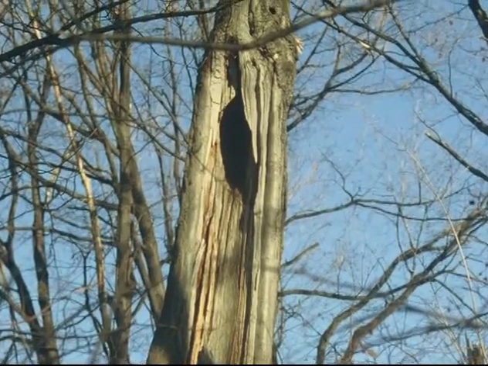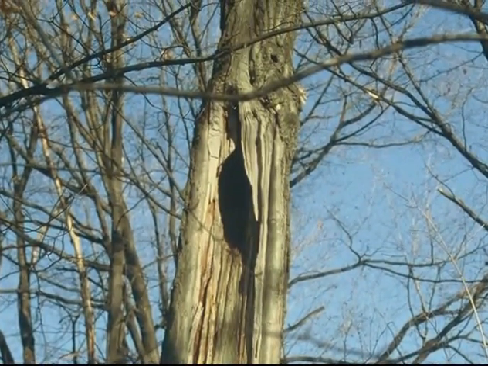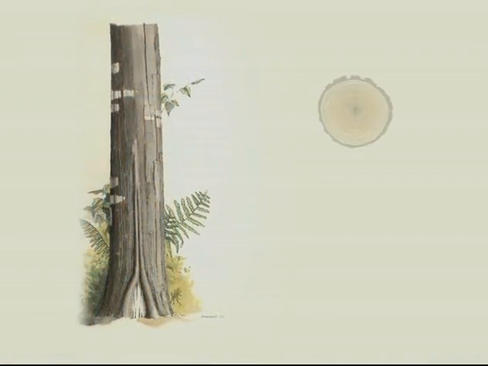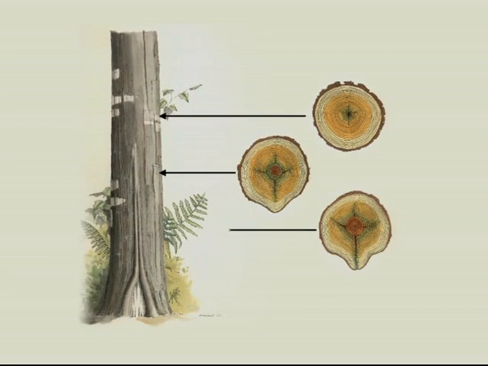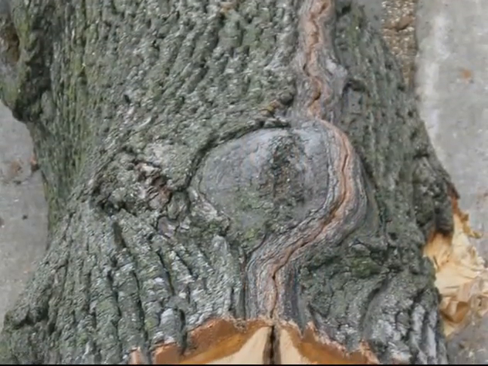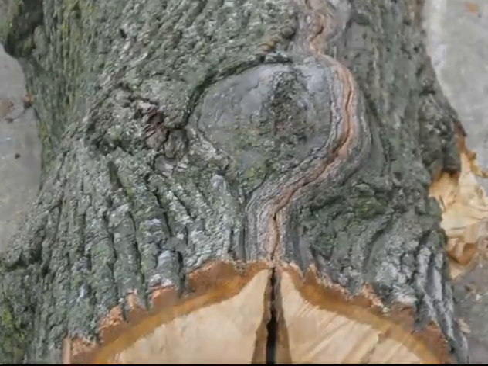Understanding how decay advances within a tree allows the tree manager to visualize the shape of internal decay, estimate its point of origin, and predict the direction of movement. The tree manager can use visual inspection of a tree for observing external indicators of internal decay and defect. Seams on the bark, for example, can indicate internal cracks and decay.